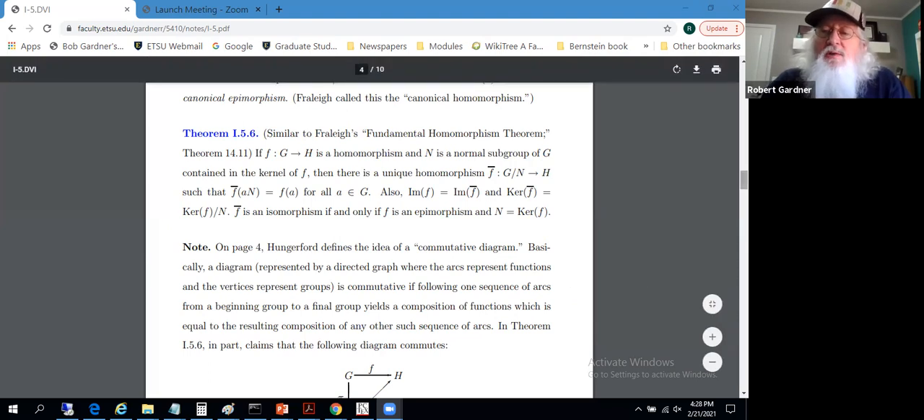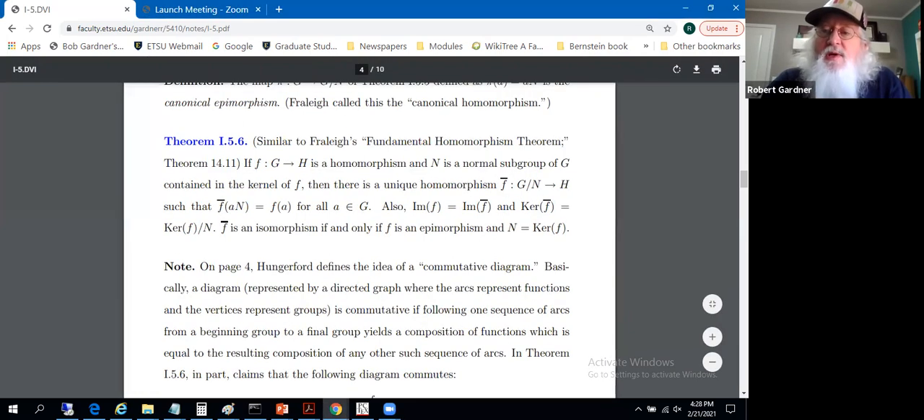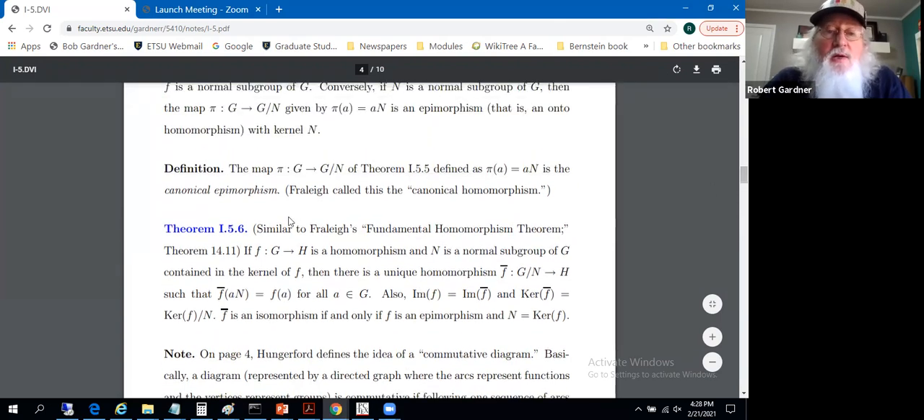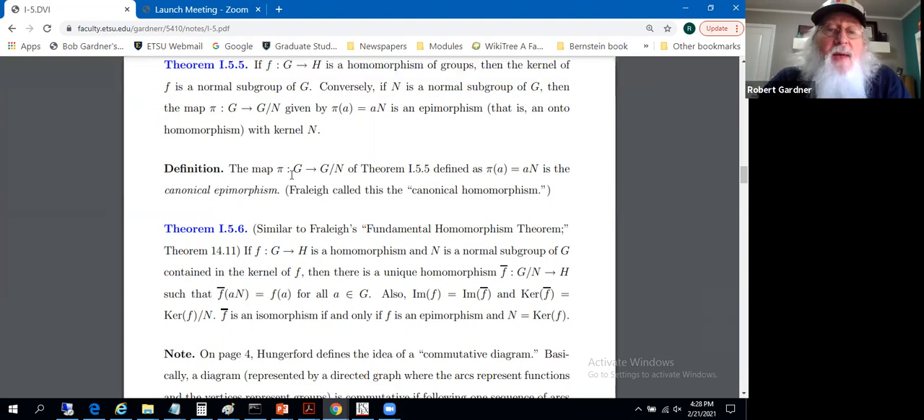Let's quickly recall, since this will play a big role in the next result, the canonical epimorphism. Pi was a mapping from group G to the quotient group G mod N, defined as pi of a equals aN. So we're simply mapping an element of G to a left coset of the quotient group G mod N, or right coset. We wouldn't be talking quotient groups unless N was a normal subgroup. And if N is a normal subgroup, one of the many things we know is that left and right cosets coincide. So it doesn't matter whether we pick a left or a right coset, the sets are the same.